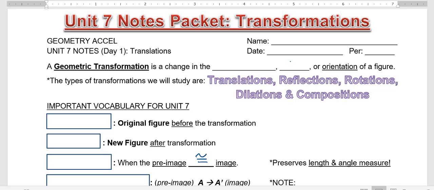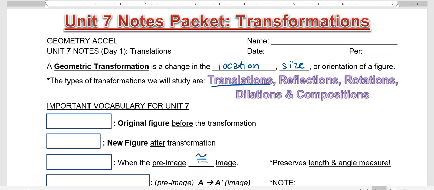And welcome. Transformation, a geometric transformation, is just the change in the location, size, or orientation of a figure. And we've seen a lot of our transformations already when we were dealing with congruent triangles, but now we're actually going to be talking about the specific types of transformations that we see.